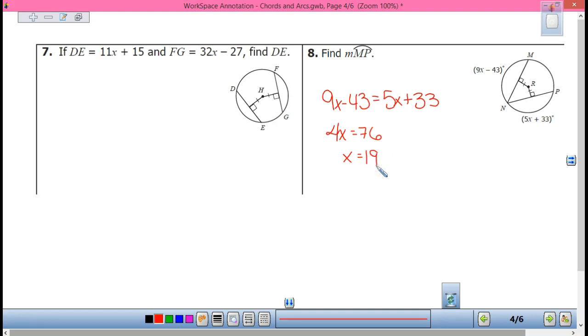All right, so if x is 19, what's this arc? What's MN? 128, and that makes this guy what? 128. So now do I have enough information to find MP? I do, because now, how am I going to find it? Yep, so I'm going to take 360 and I can subtract those guys. So the measure of MP equals who? 104 degrees. Okay, when you're talking about the measure of an arc, you're going to label it as degrees.